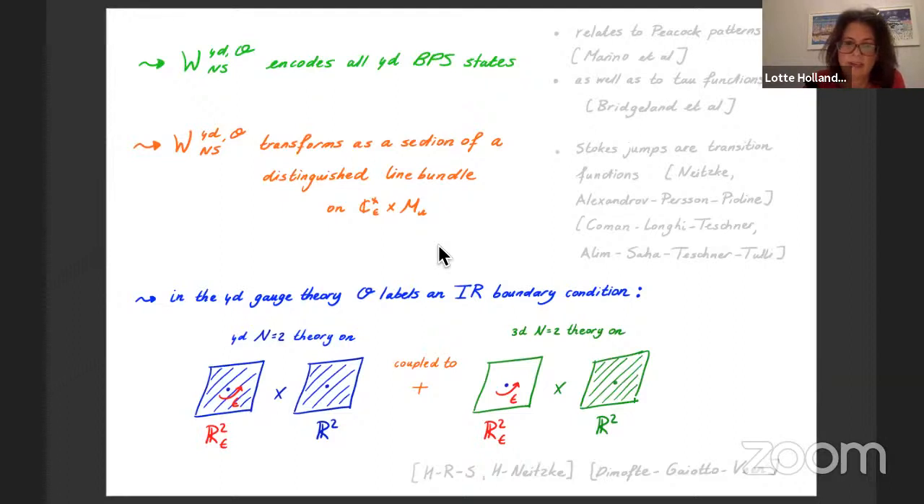What does this mean physically, this generalized object? So what we think is that in the 4-dimensional gauge theory that we started out with, this theta labels an IR boundary condition, a boundary condition on infinity of R2 epsilon times R2. So in other words, it corresponds to coupling a 3D N=2 theory at infinity of R2 epsilon times R2 to the 4-dimensional N=2 theory in this half omega background.